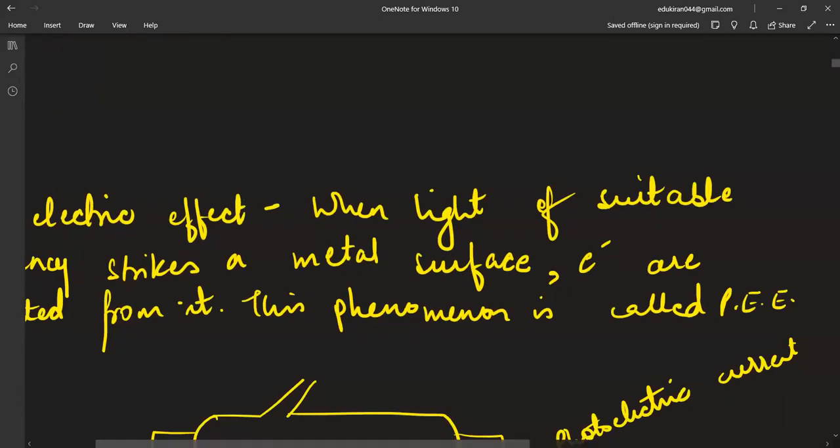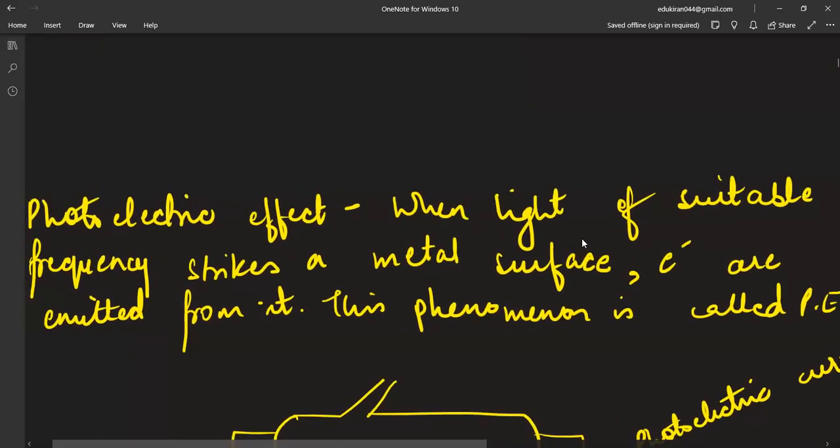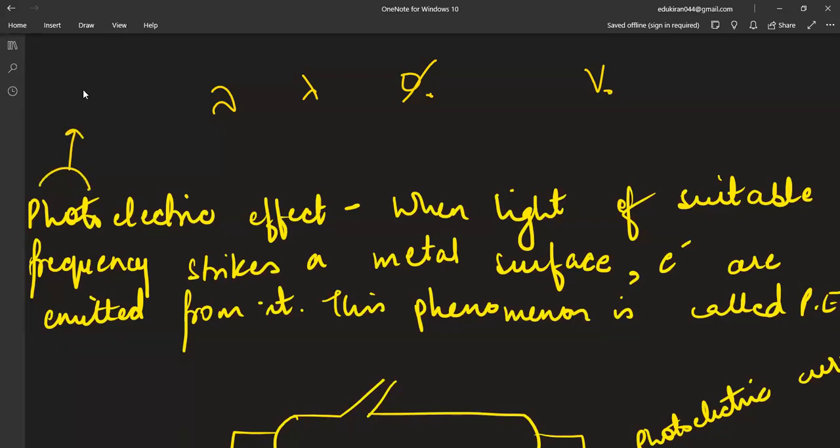So coming to the details of the photoelectric effect. When light of suitable frequency strikes, not only frequency, I told you, frequency, wavelength, work function, and potential. So when light of suitable frequency strikes a metal surface, electrons are emitted from it, and this phenomenon is known as the photoelectric effect. Since this involves light, that is, the sunlight.